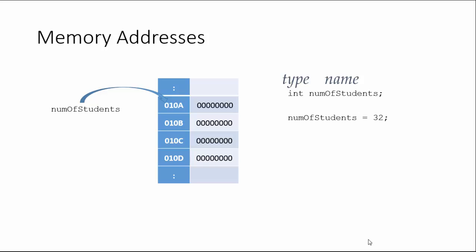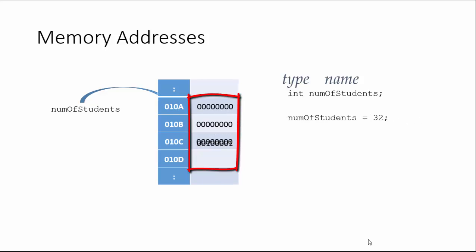I can put or store data in this location by using the assignment operator, the equal symbol. This statement assigns or puts or stores the value 32 into the memory location labeled num of students. Remember, integer values are 4 bytes long, and the binary representation of 32 will be stored in this location.